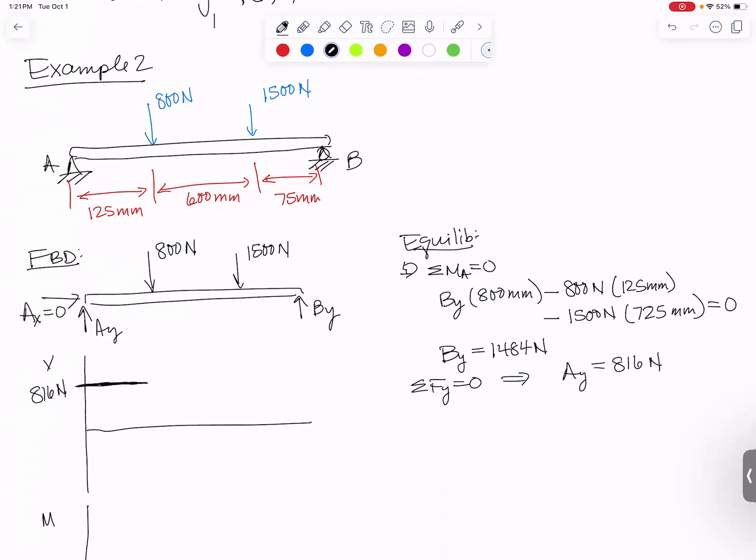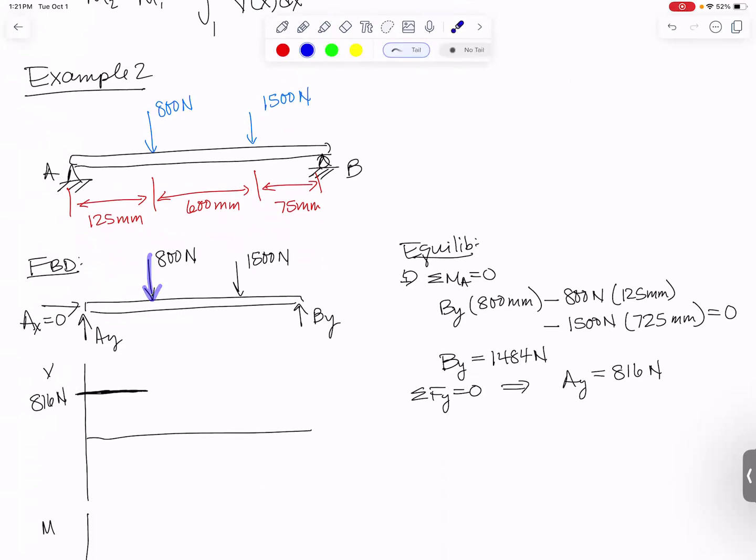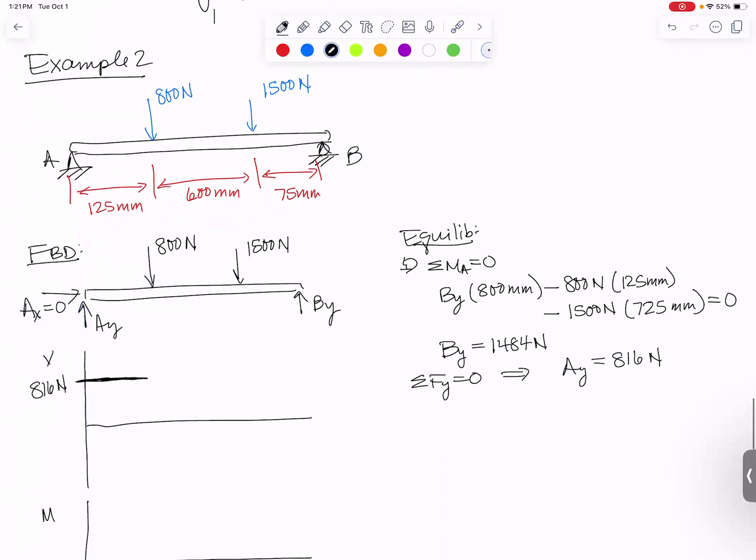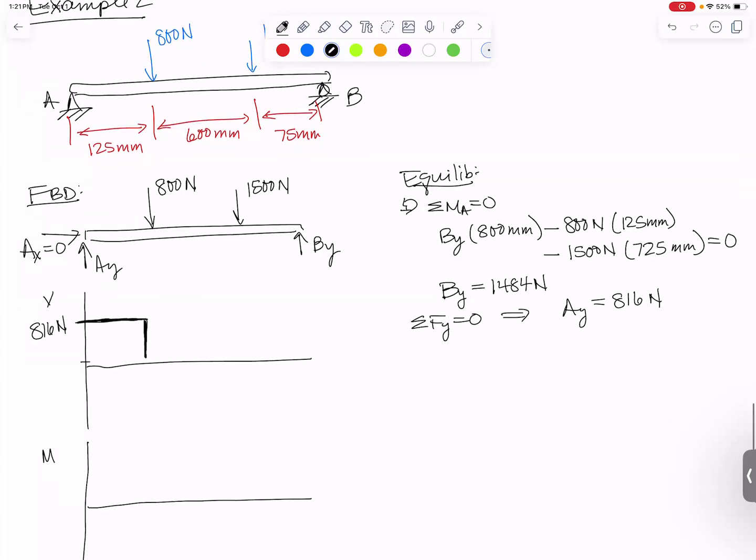Then I meet my 800 Newton downward force. You remember how when we had an upward force, we jumped up? With a downward force, we're going to jump down by exactly 800. So I was at 816, I'm going to jump down 800, so now I'm at 16 newtons. And now what happens? I have no distributed load, so I have a slope of 0 until we reach our 1500 Newton force.